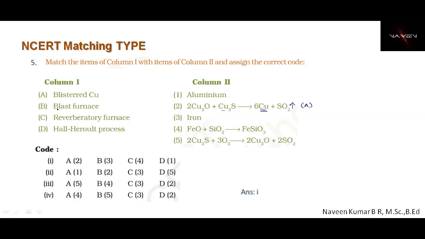Blast furnace, we know that blast furnace is used for extraction of iron. So hence B is matched with 3. Reverberatory furnace, we know that in the reverberatory furnace, it is generally used for oxidation of all the sulfide ores into their oxide form. So metal to convert it into oxides, we know that the two methods used are calcination and roasting. Roasting is carried out in reverberatory furnace.